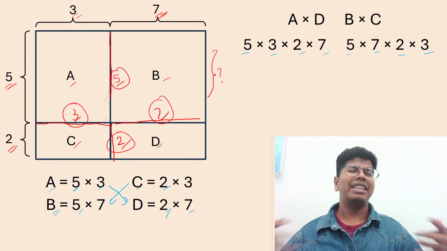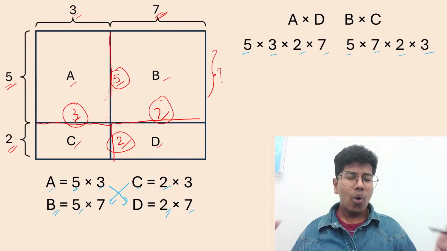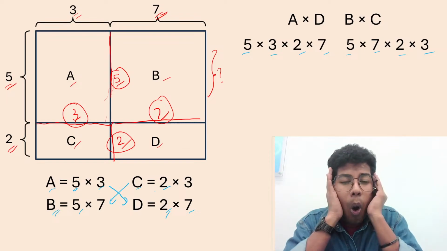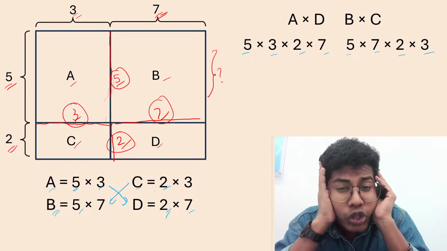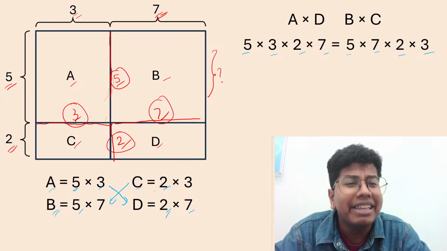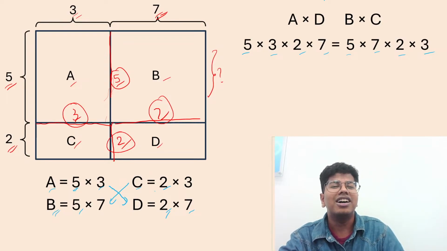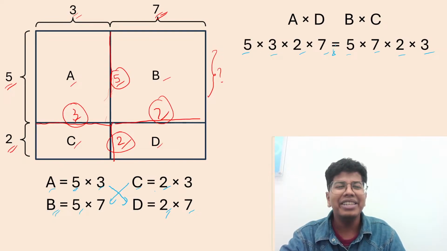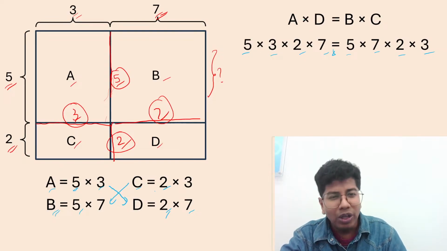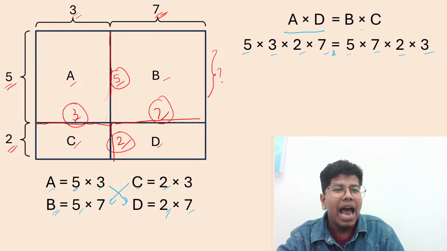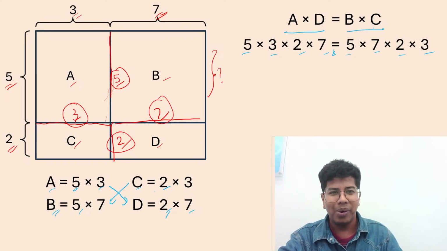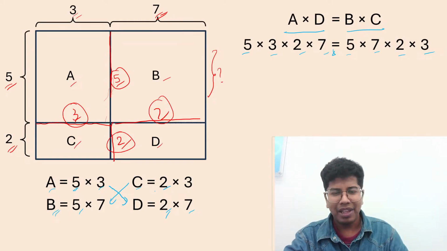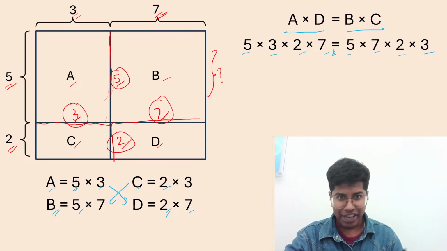If I multiply them and find out the value, which part will remain the same? All the numbers are the same, so the answer will be the same. So I can say they are equal in nature. Wow, these are equal. So I can also say A times D and B times C is also equal.